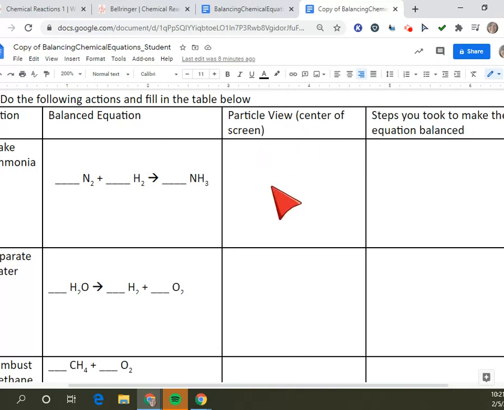You don't actually have to do this. It'd be way easier if you were drawing it. So we're just going to put in there, you can leave this part blank. But then the steps you took, I want you to describe what happened in order for you to make that equation balance. So let's go back and look.